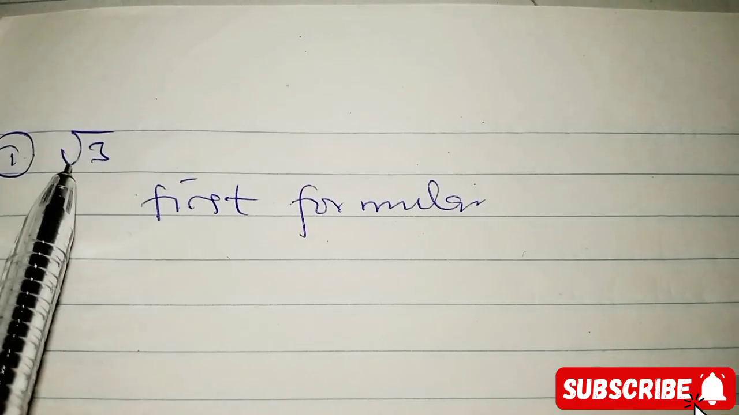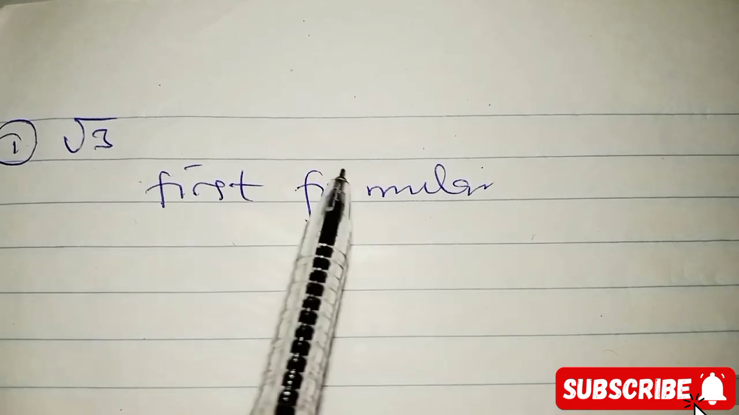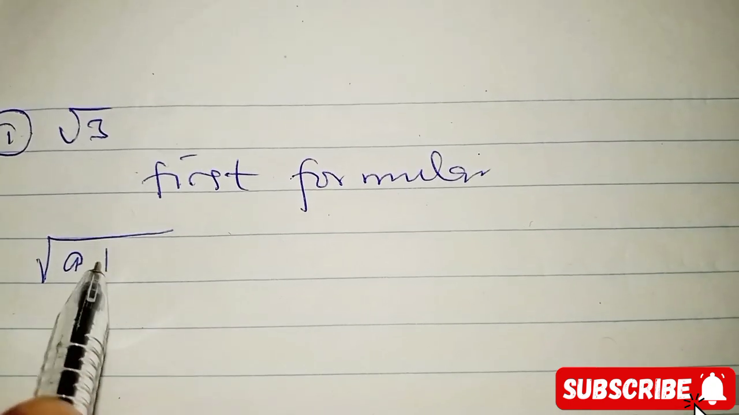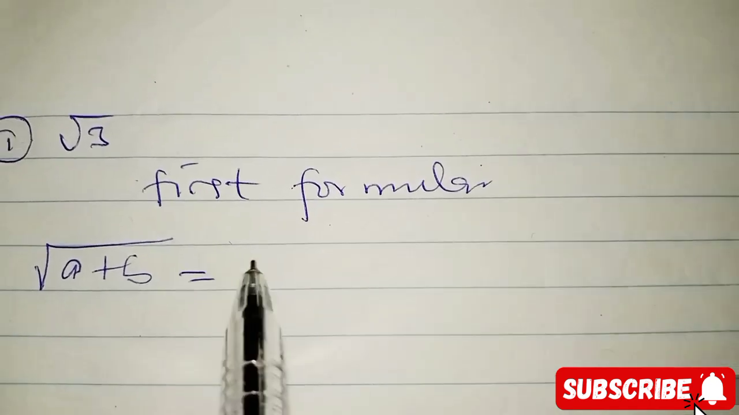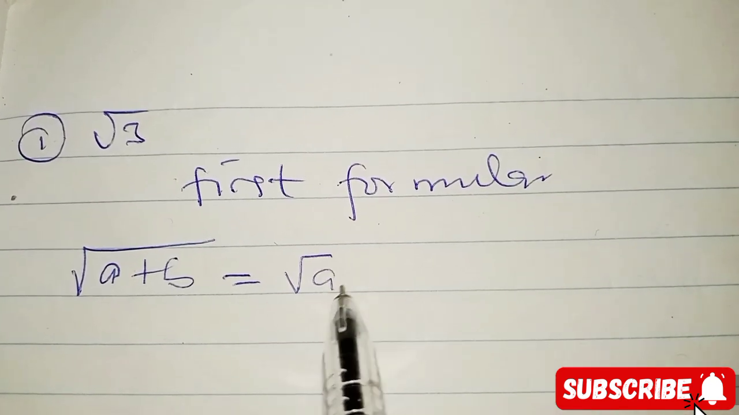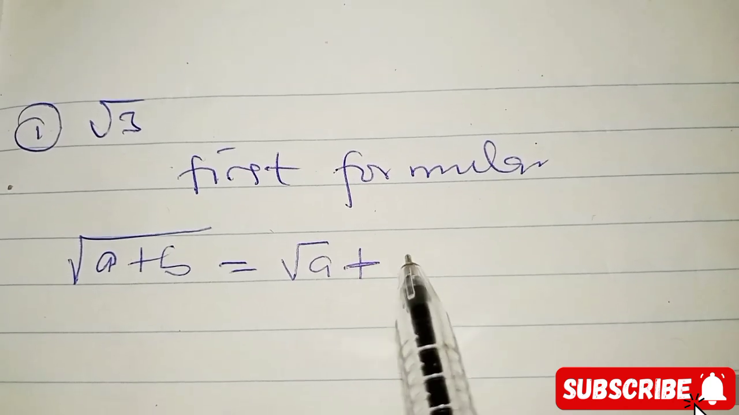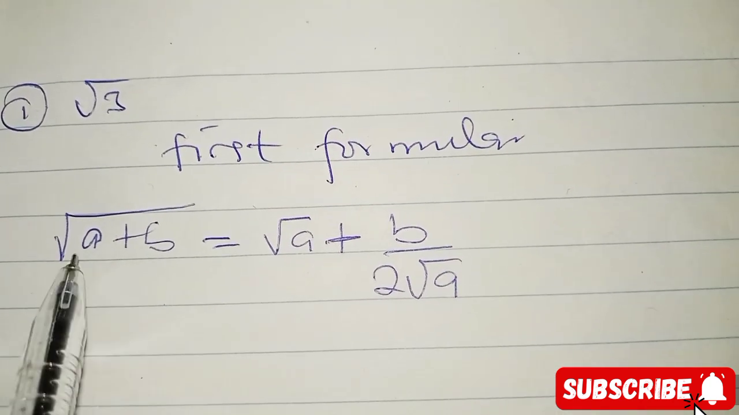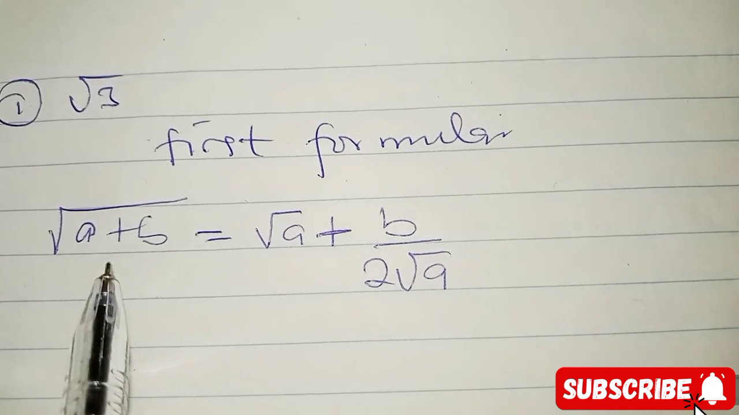Okay, take note. We have surd 3 now. We're using the first formula. Remember we said that the first formula states that the square root of a plus b is equal to square root of a plus b all over 2 square root of a. What do a and b symbolize here?